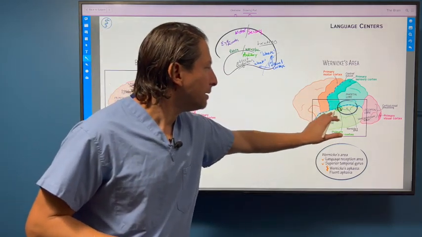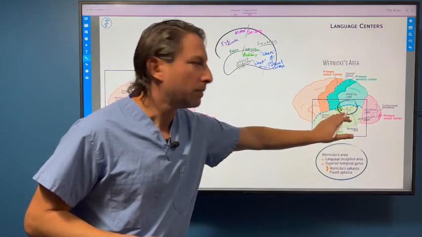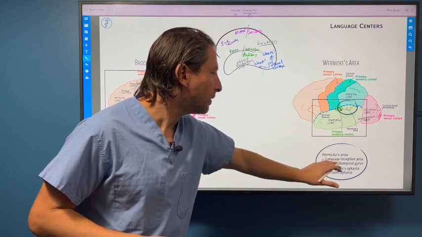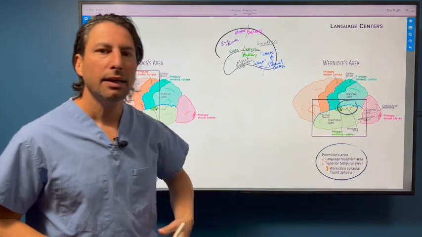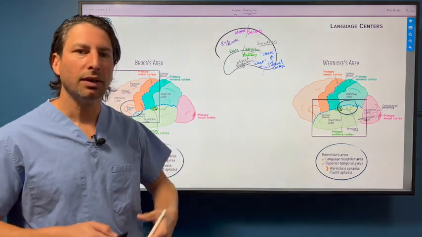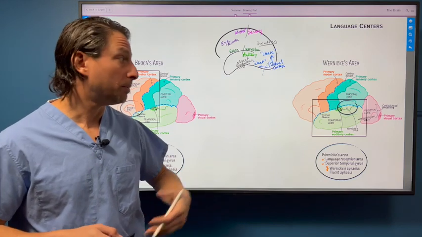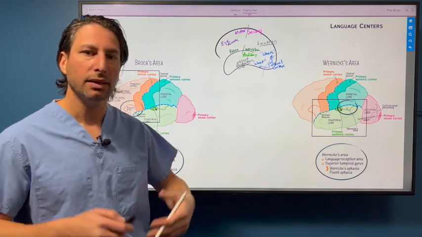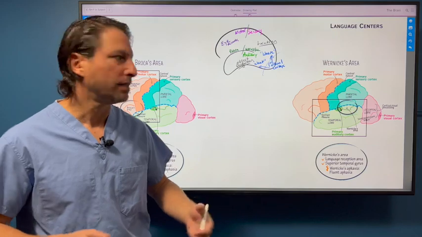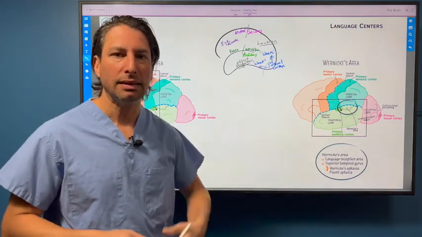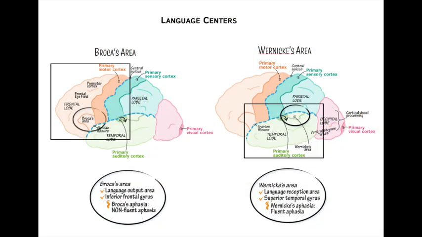Wernicke's area is in this posterior superior temporal gyrus. This is a sensory aphasia, meaning that the patient is unable to comprehend language. They're able to produce language that is fluent, has melody, prosody, but it's word salad, it's nonsensical. They can't understand what's being said, and they can't produce language that makes sense either.